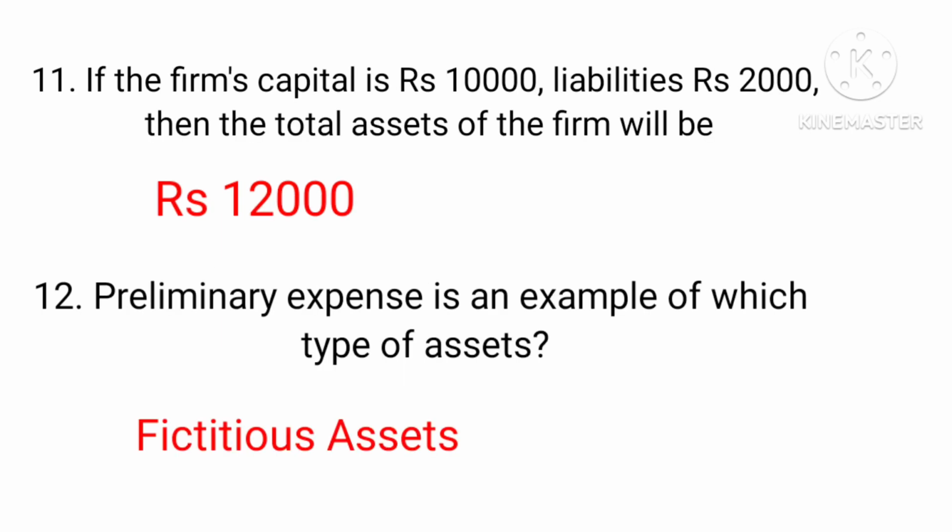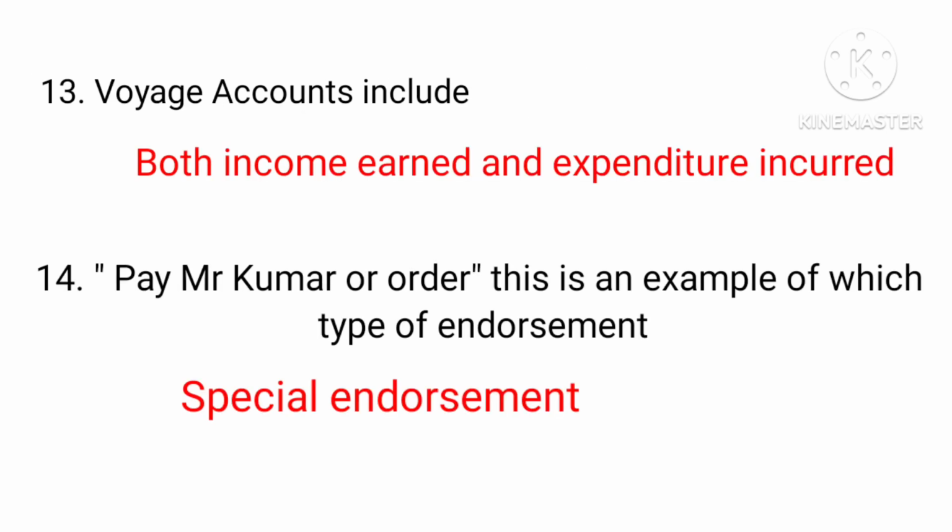If the firm's capital is rupees 10,000, liabilities are rupees 2,000, then the total assets of the firm will be rupees 12,000. Preliminary expense is an example of which type of assets? Fictitious assets. Voyage accounts include both income earned and expenditure incurred.